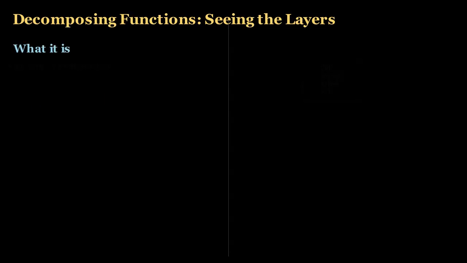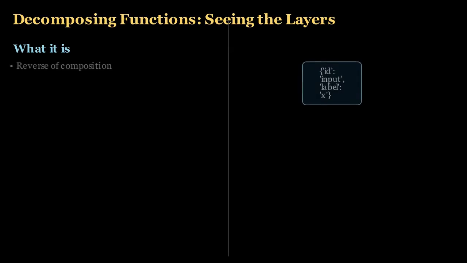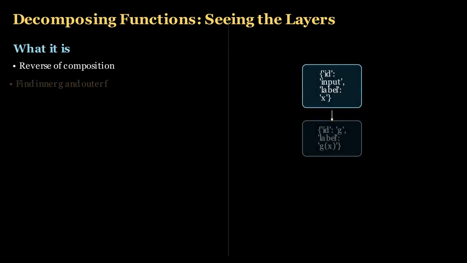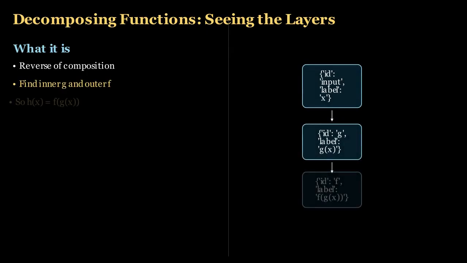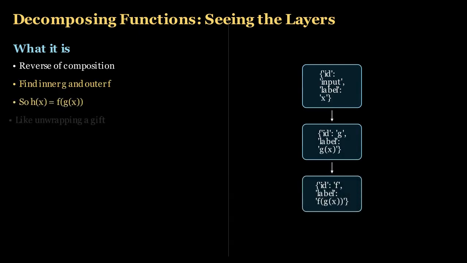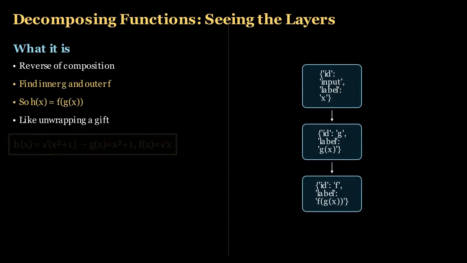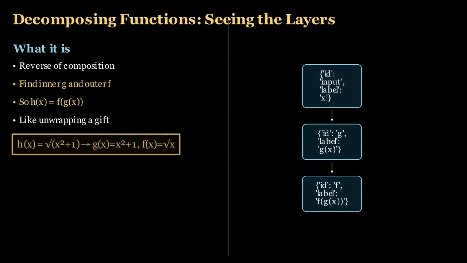We already know how to build a composite function. You feed an input into an inner function g, take its output, and feed that into an outer function f. Decomposing is simply the reverse. You are given a finished, complicated function h of x, and your job is to look at it and say, I can see this was built from two simpler functions. You name the inner one g and the outer one f, so that h of x equals f of g of x.